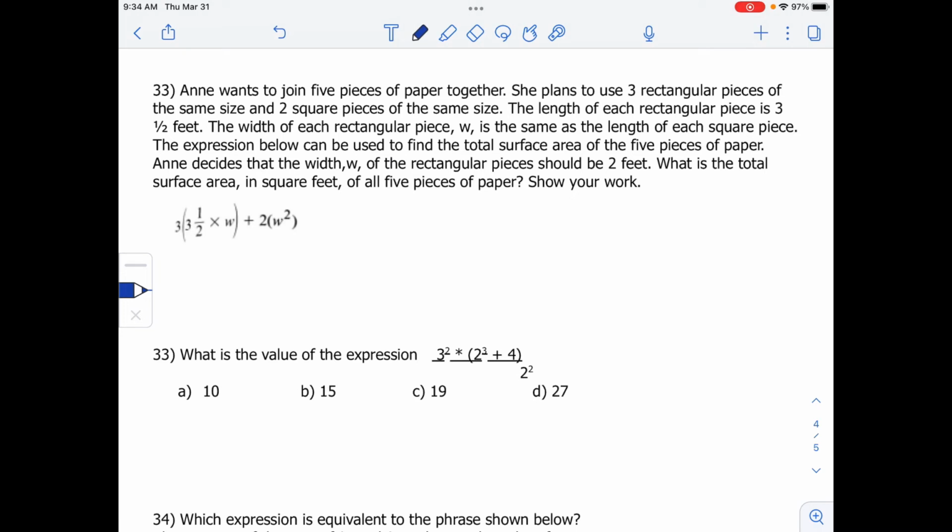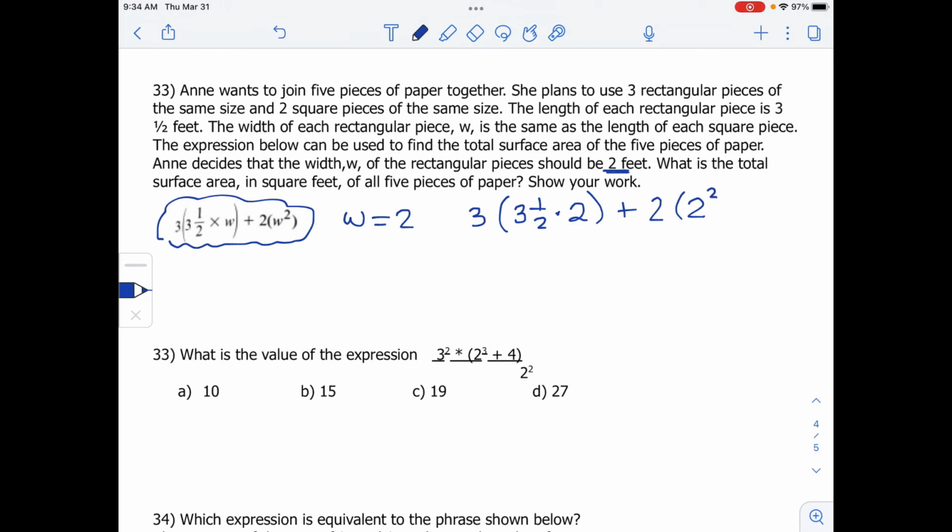Right, so they're giving us this expression here that represents the surface area. And in this expression, we don't know what the width is. Now later on, Anne decides the width should be 2 feet. So we're going to substitute 2 in for W. And then we'll follow order of operations. So we've got 3 times 3.5 times 2 plus 2 times 2 squared. All right, so according to PEMDAS, we're going to do what's inside our parentheses first. Okay, so 3.5 times 2 is 7. Right, 3.5 is the same thing as 7 over 2.